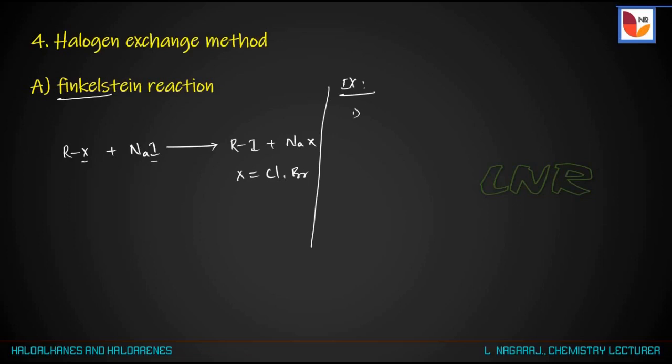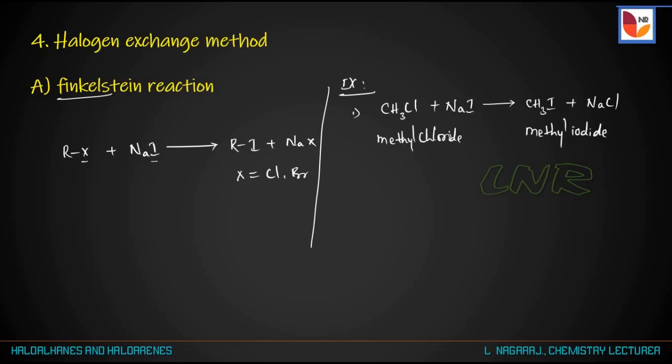First one, methyl chloride, CH3Cl. When methyl chloride reacts with sodium iodide, the Cl from the alkyl halide gets replaced by iodine. So it gives the product CH3I plus NaCl. That is, methyl chloride is converted into methyl iodide. So these reactions are called halogen exchange reactions.